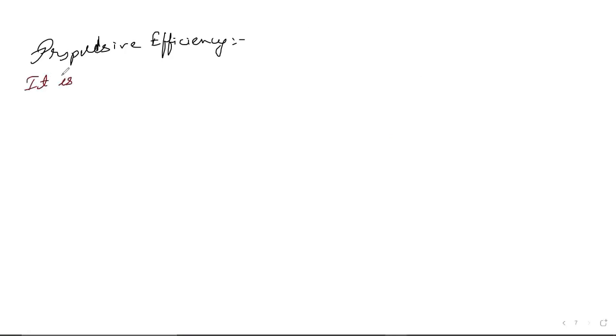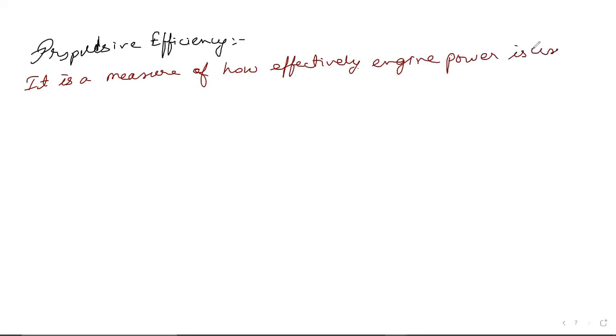In the case of propulsive efficiency, it is a measure of how effectively engine power is used to power the aircraft. Now effectively means something you are giving and something someone is getting. So this is basically power delivered to aircraft upon output power of engine. This is known as eta P.